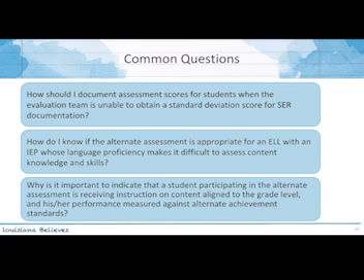And the last question on the slide says, why is it important to indicate that a student participating in the alternate assessment is receiving instruction on content linked to grade level and his or her performance is being measured against alternate achievement standards or the Louisiana Connector standards? The decision to align a student's academic program to the Louisiana Connector standards aligned to grade level standards and participation in the LEAP Connect limits a student's direct contact with the breadth of the academic content for the grade level in which the student is enrolled. This limited or modified exposure to the grade level standards may impact academic outcomes and post-secondary opportunities.